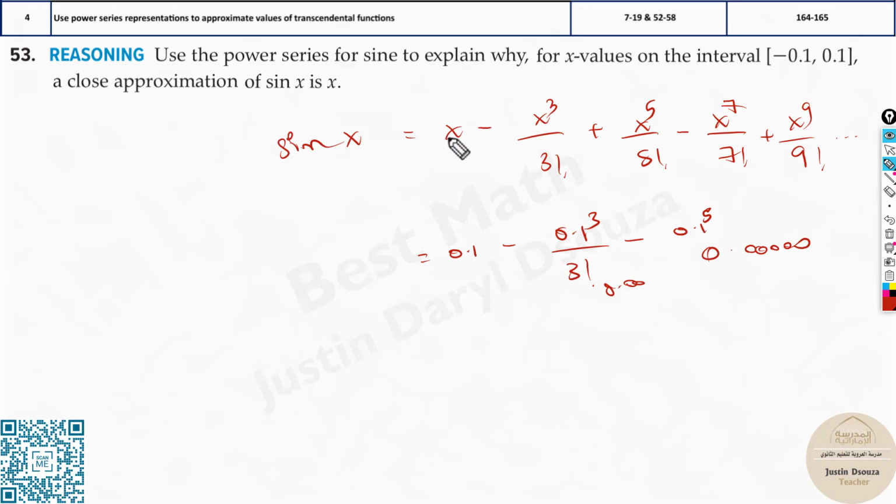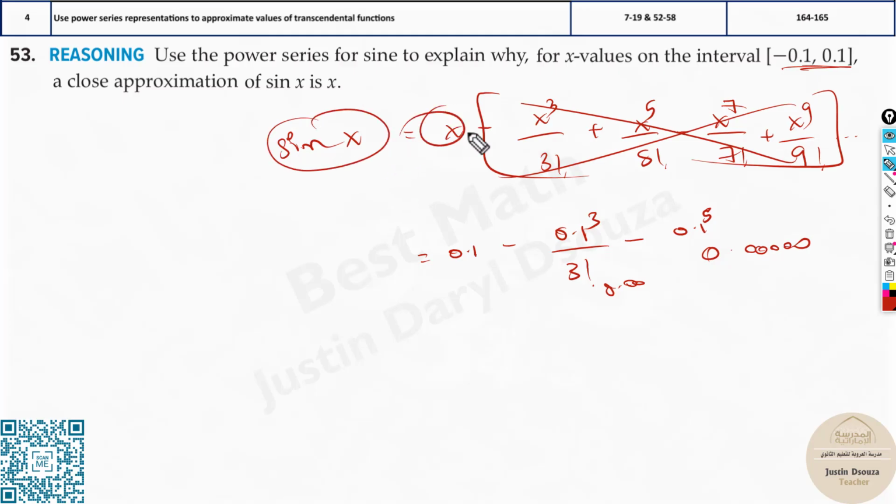So practically, if you see the values from negative 0.1 to 0.1, all the values within this are very small or minute, tiny values. So these all are negligible. So what remains is sine x is x itself. So that's the reason. Because we can just test it in the calculator.